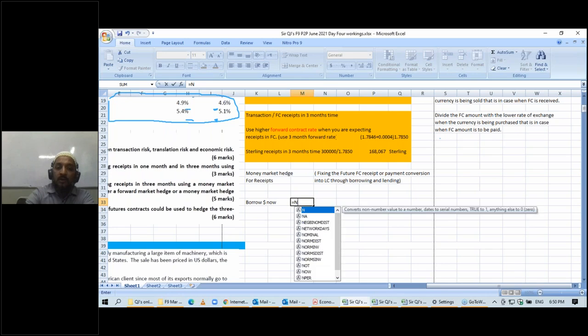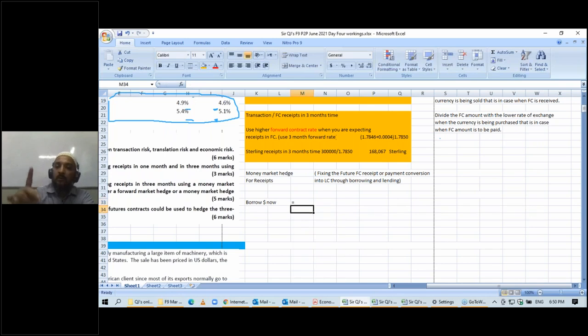The amount of dollars that you will borrow will not be equal to the amount that you will receive. You will borrow the present value of those foreign currency receipts. So the first step is to calculate the present value. The foreign currency receipts will be divided by 1 plus RB. R stands for the rate and B for the borrowing rate, right? So RB means borrowing rate.